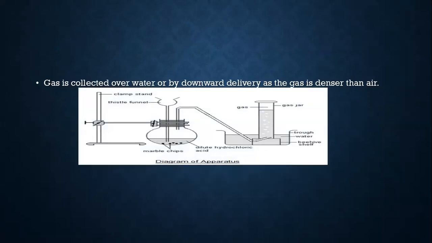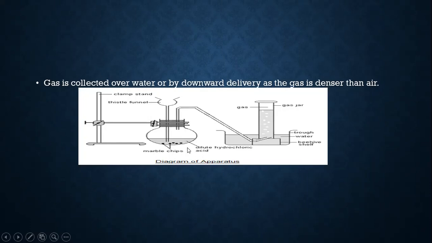So this illustration shows how we can prepare carbon dioxide in the lab. So how is that done? As you can see here, we have marble chips. Marble chip stands for calcium carbonate, CaCO3, right? And then you have dilute hydrochloric acid, which is called HCl. So when dilute acid, HCl, is reacted with calcium carbonate, CaCO3.